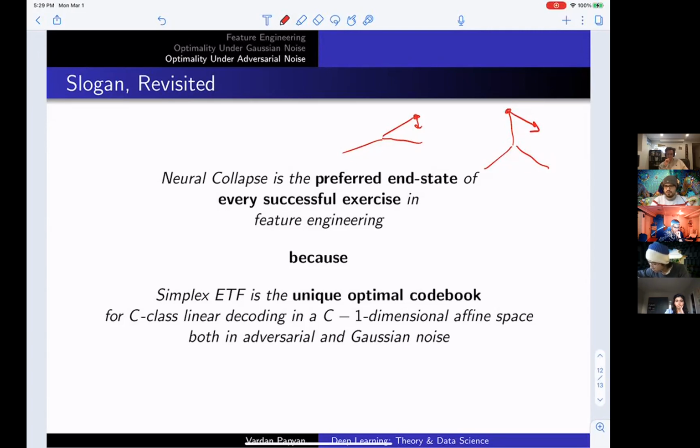So as Jack says, engineering is steering class means to a simplex ETF. That is a beautiful sentence. So I would just add to this beautiful sentence that engineering is steering class means to simplex ETF and classifiers to simplex ETF, right? Do you agree? Okay.